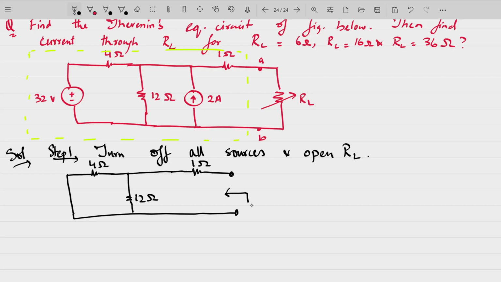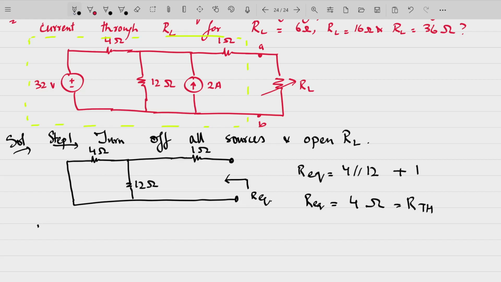So we have to find out R equivalent by looking into this circuit from this end. Fine. So what will R equivalent be in this case? 4 and 12, they are in parallel with each other, and those two resistors are then in series with the 1 ohm resistor. So 4 cross 12, 48 by 16, so this is 3 ohms. So R equivalent is 4 ohms. That's actually now RTH.